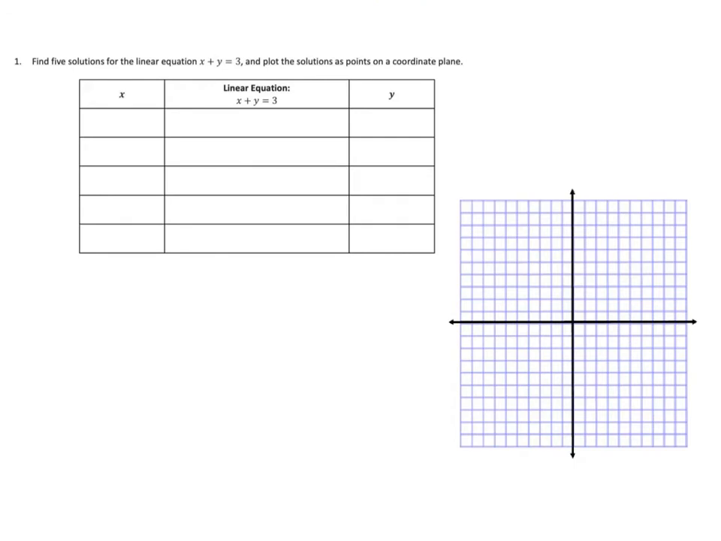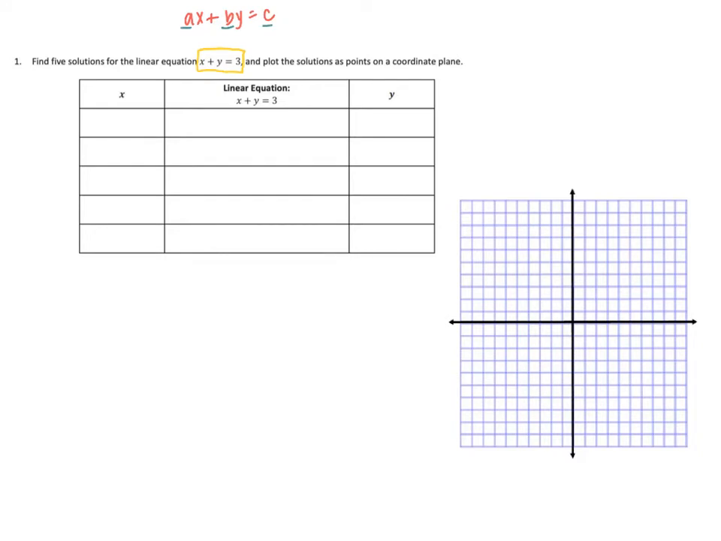All right, for this first worked example that you're going to do with me, it says find 5 solutions to the linear equation x plus y equals 3 and plot the solutions as points on a coordinate plane. So here we're just going to be solving this equation, plugging numbers in and seeing if they work out. If you notice, this equation is written in standard form. We have the format ax plus by equals c. One thing to notice though, there's no coefficient for our x and y. So this is just like 1x plus 1y equals 3, okay?